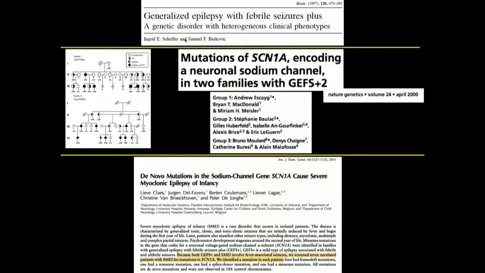Now, this is the most interesting story. Berkovic and Scheffer in 1997 described large families of individuals where some had generalized epilepsies, some had febrile seizures, some had febrile seizures which were prolonged beyond the usual age for febrile seizures, which is 5 or 6 years. So they called these febrile seizures plus, because these individuals maintained the propensity to manifest seizures with fever even in early adulthood, some of them.